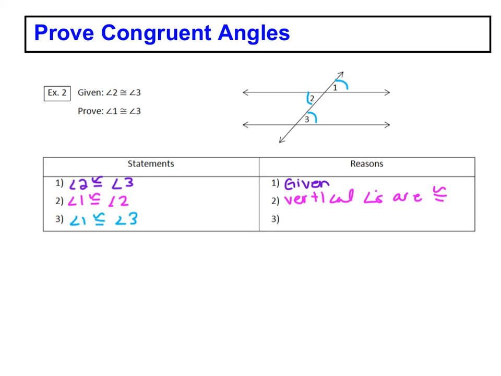And this comes from one of our transitive properties. If you notice, angle 2 is congruent to angle 3, and angle 1 is congruent to angle 2. So angles 1 and 3 are congruent to the same angle. So that's going to be your transitive, same property. So remember, if they're congruent to the same angle like that, that's your transitive same property. And we have proven our angles congruent.